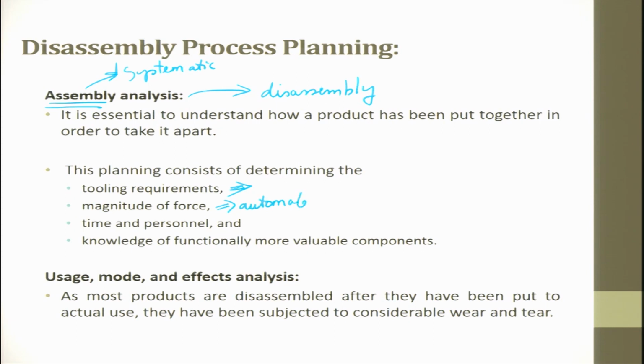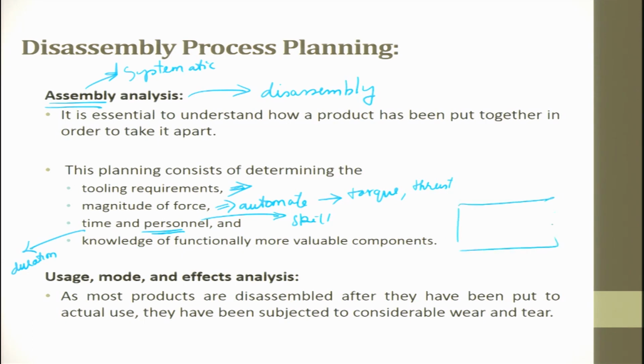So, when you try to automate it, it clearly says this is the torque you have to use, or this is the thrust you have to use for assembling this part into the product. Then time and personnel. The skill is very important, and the time is the duration spent to get the output. The knowledge of functionally more valuable components is also required.